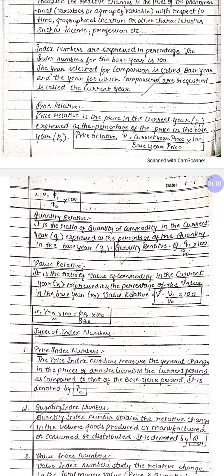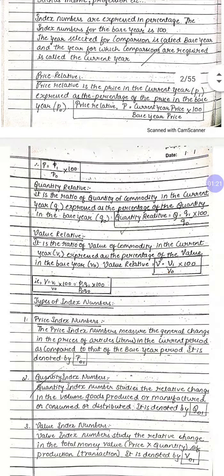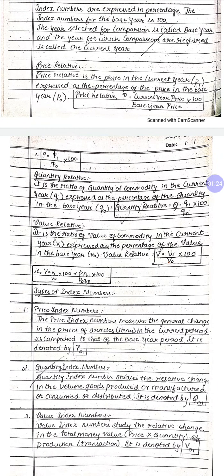From base year to current year, that one will be calculated by P, that is price relative, equals P1 (current year's price) divided by P0 (base year price) into 100, so you will get the changes in the price. Next, quantity relative is where changes in the commodities take place, the percentage change in quantity. Quantity relative equals q1 divided by q0 into 100, where q1 is the quantity of the current year and q0 is the base year.